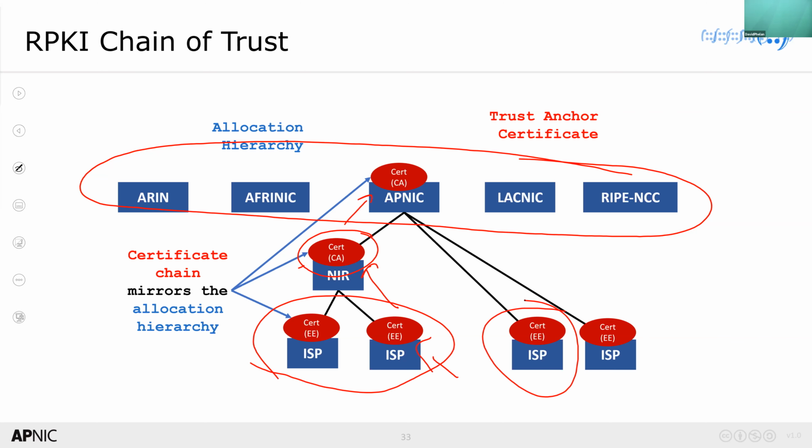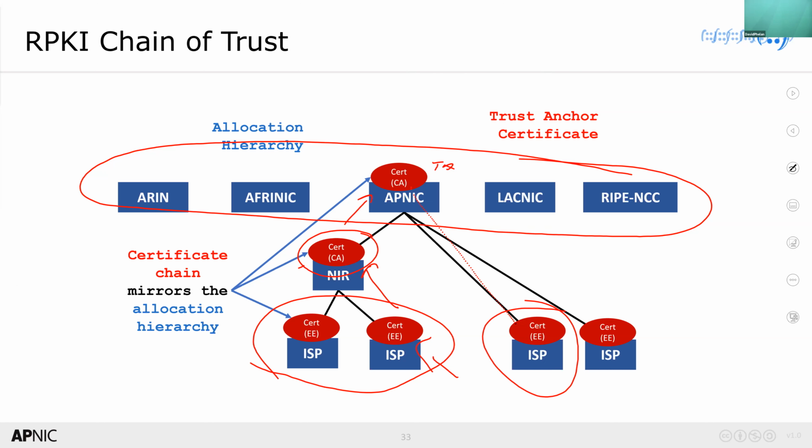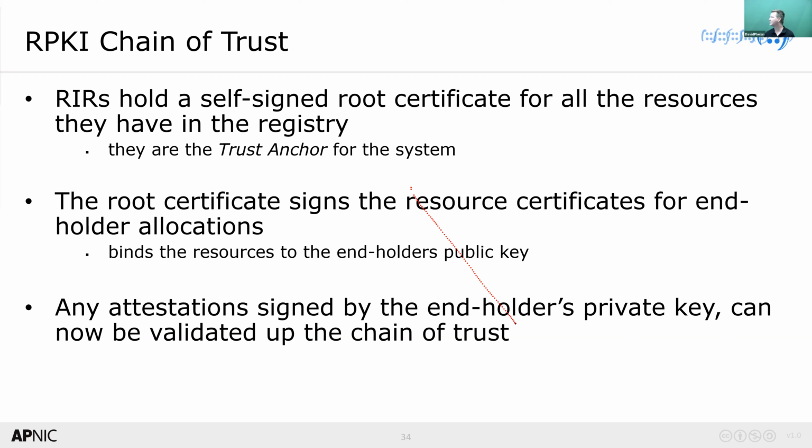Same down here. If it's an APNIC delegated resource, we are the trust anchor for this, and we sign those resources. You can validate that certificate all the way up. So an RIR holds its own self-signed root cert. We sign the resource certificates. Any attestation, so anything that is signed by the end holder's private key, can be validated all the way up the chain of trust. So that's how our trust works.